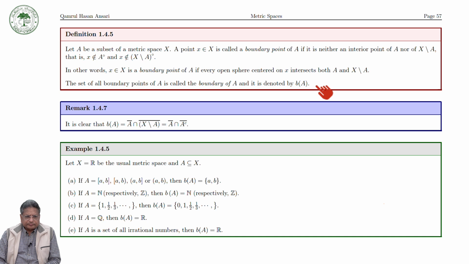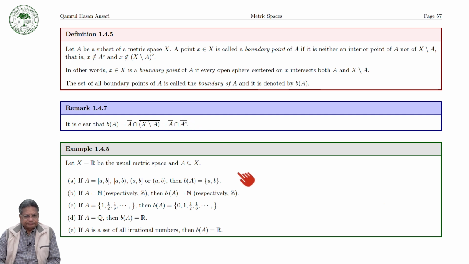Now we can easily see that the boundary of A is equal to the closure of A intersection the closure of the complement of A. Closure of A intersection closure of the complement of A. So that is a very important thing. That is the boundary of A. You can get this from the definition above.